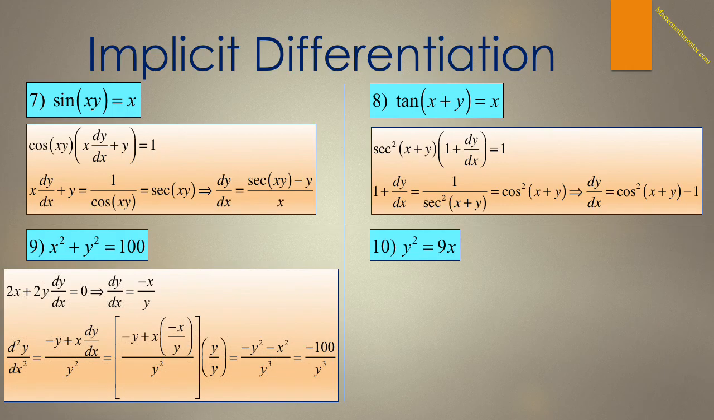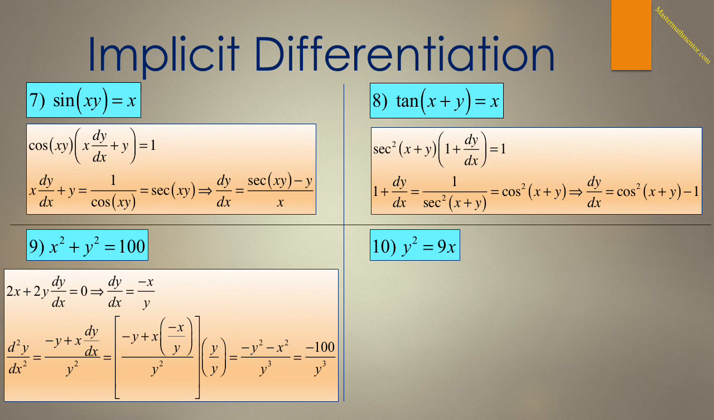In number 9, we have x squared plus y squared equals 100. Taking the derivative implicitly, we get 2x plus 2y dy/dx equals 0, and dy/dx equals negative x over y. To take the second derivative, we have a quotient. We square the bottom, and the numerator is y times the derivative of negative x, which is negative 1, minus negative x times the derivative of the denominator, which is dy/dx. So we're left with, in the numerator, negative y plus x times negative x over y.